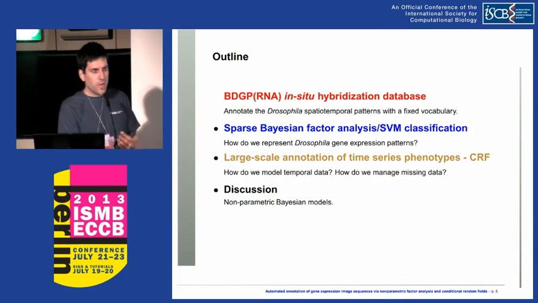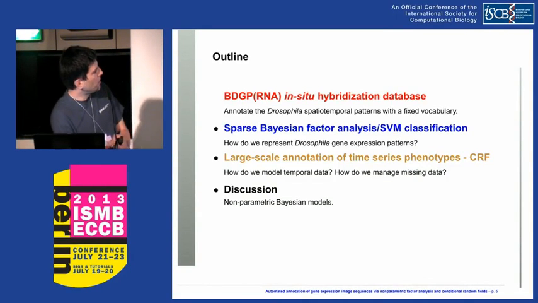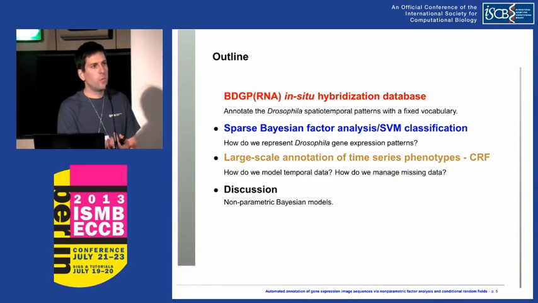And so let's get back to the outline of my talk. The main goal, as I mentioned initially, was to come up with a pipeline that would automatically annotate Drosophila embryos using a fixed vocabulary, a fly-based vocabulary of words. And to do that, we used two different models. The first one was used to do feature extraction. So I developed this sparse Bayesian factor analysis model, and pretty much I answered the question of how to represent Drosophila gene expression patterns in a meaningful way, and I will get to that shortly.